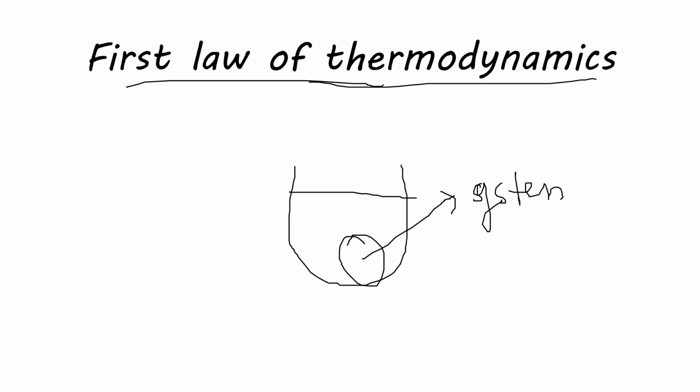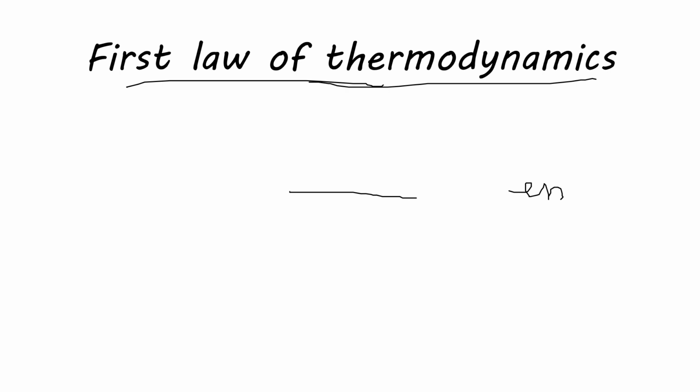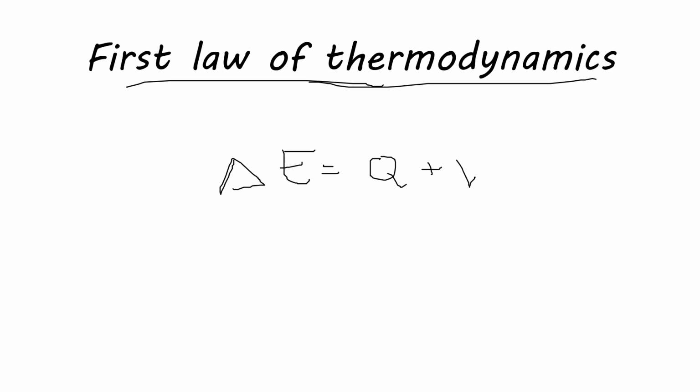Basically, if we talk about the mathematical representation of the first law of thermodynamics, it states that ΔE, the change in internal energy within the system, is equal to Q, the heat, plus W, the work done.